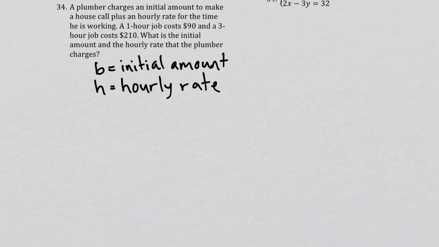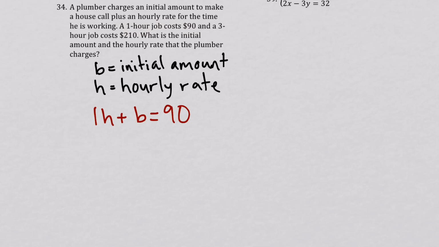So using the information, a 1-hour job costs $90. Let's concentrate on this. If he's only working for 1 hour, 1 hour plus the initial amount, B, gives you a total of $90. So 1 hour at H dollars per hour plus B, the initial amount, is equal to 90.